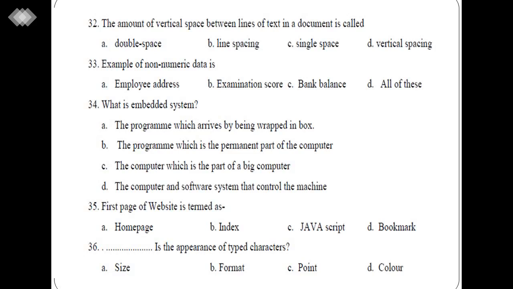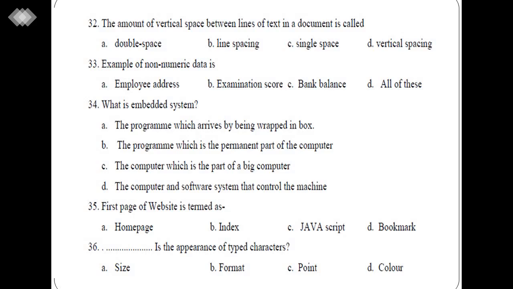Now question number 32: the amount of vertical space between lines of text in a document is called double space, line space, single space, or vertical spacing. Now question number 33: an example of non-numerical data is employee address, examination score, bank balance, and all of those. So select any one, and at the end we will check how many questions are correct with our answers.